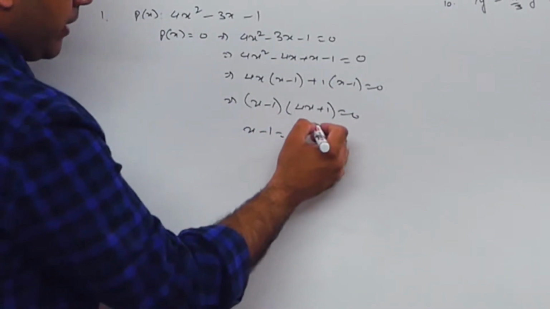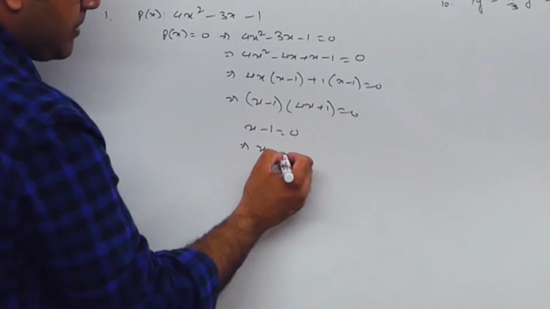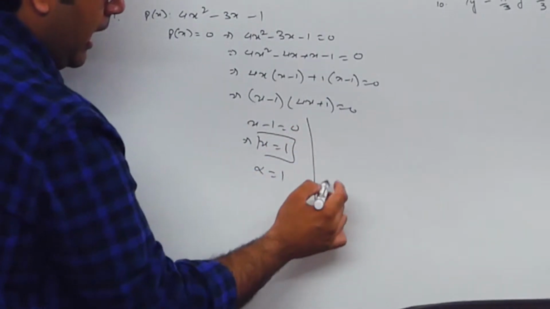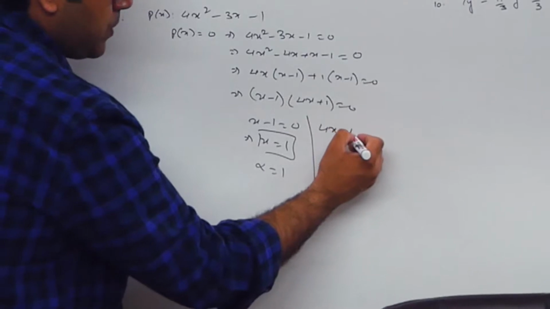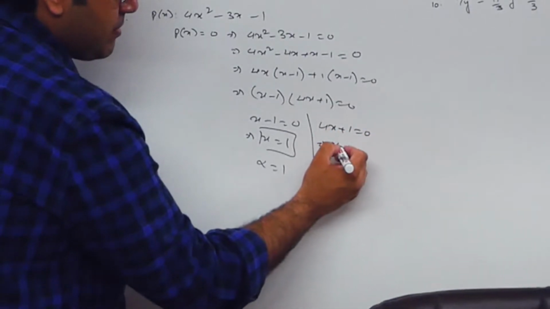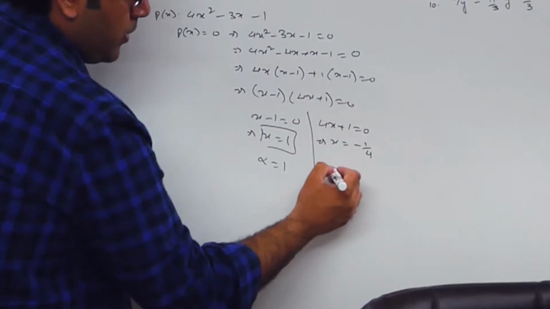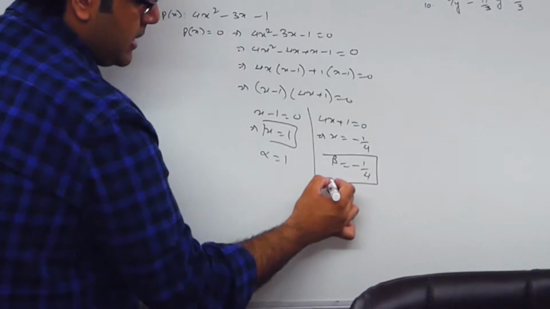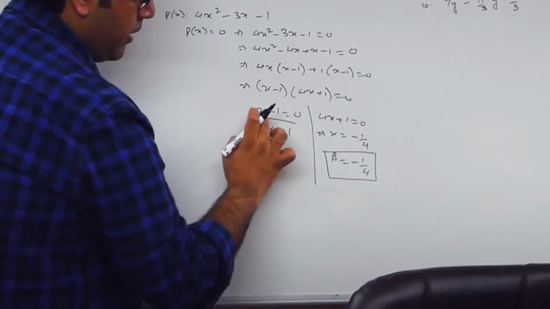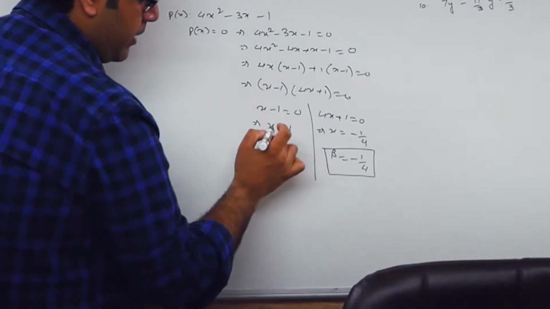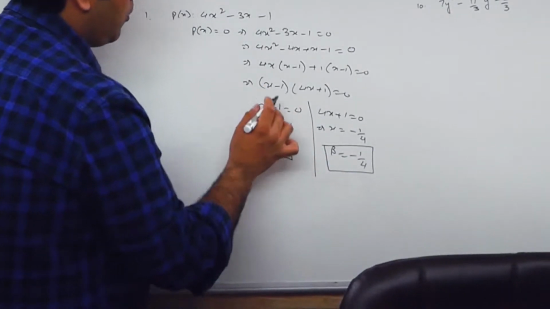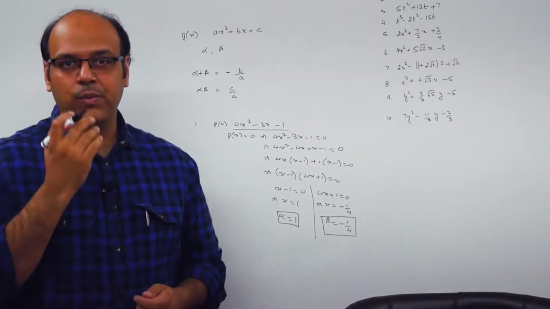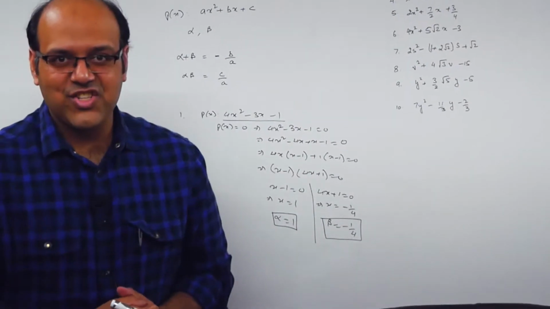If x minus 1 equals 0, then x comes out to be 1, that means alpha is 1. And if 4x plus 1 equals 0, this gives me x as negative 1 over 4, that means beta equals negative 1 over 4. These are the values of alpha and beta, the zeros of this polynomial 4x square minus 3x minus 1. What I have to do now is to verify the relation, right?